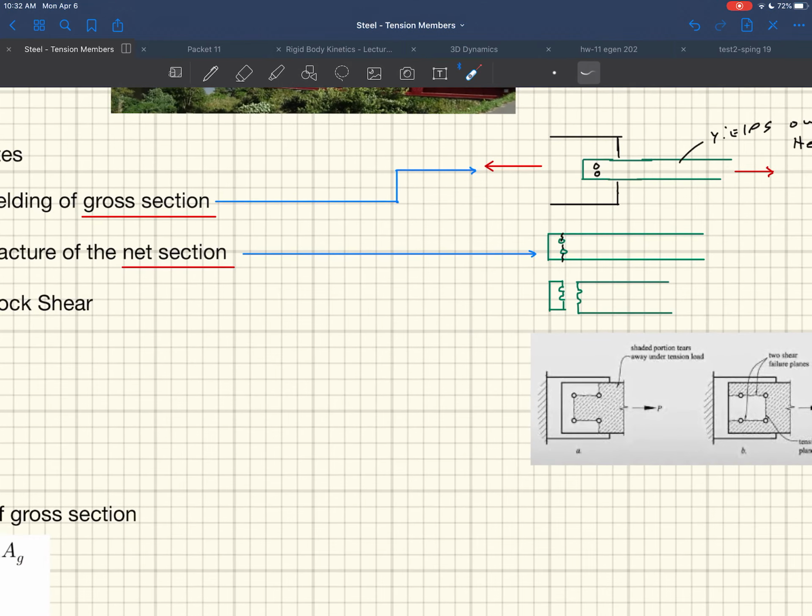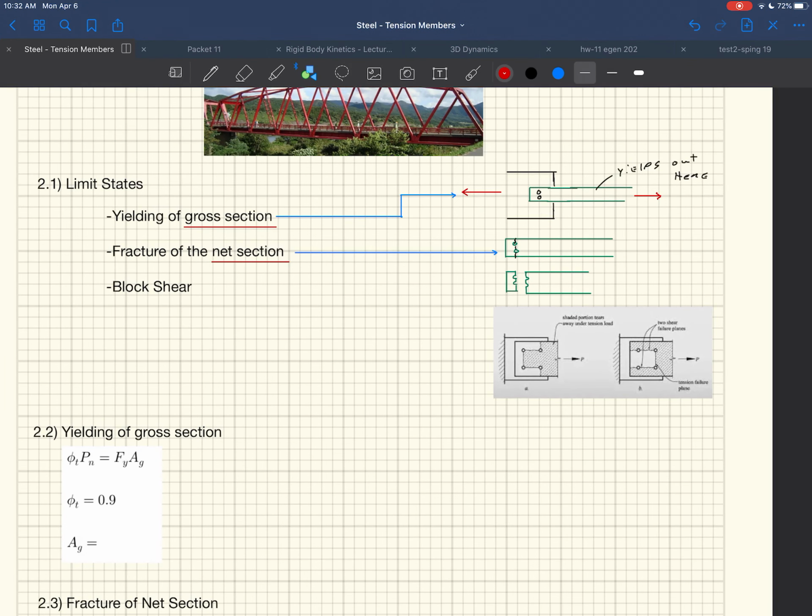The third one, which we'll talk about and explain what it is right now, but we're not going to calculate the capacity. Calculating the capacity of this is a little bit more difficult. Beyond the scope of this class, it will be in a steel design class in the future, and it's more of a connection design and a little bit less of the member design. Okay, and so we're going to cover that at a different time.